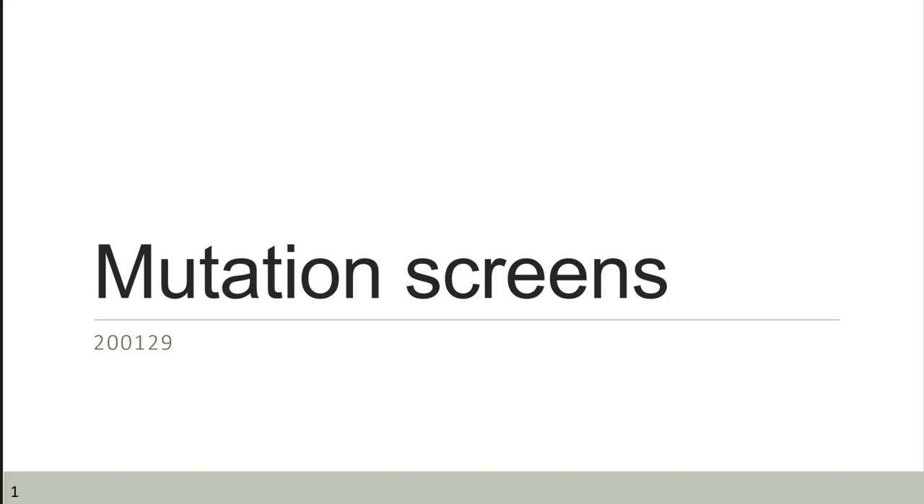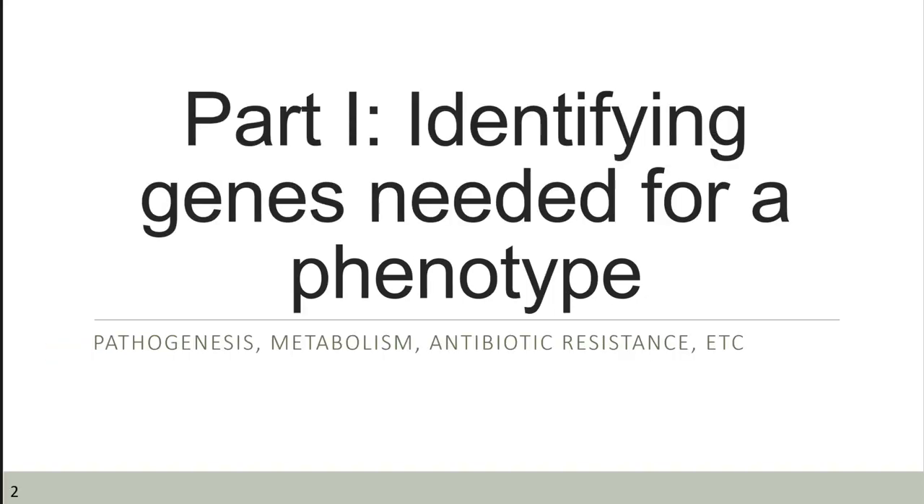Okay, today we're talking about mutation screens, and specifically what we're doing is we're trying to identify genes that are necessary for a phenotype, or genes that have mutations that change the phenotype of the host, the bacteria, the fungi, the eukaryote, whatever it is. Now this is microgenetics, so we're going to focus on microbes, but some of these genetic screens are also used for larger organisms like flies or worms, etc.